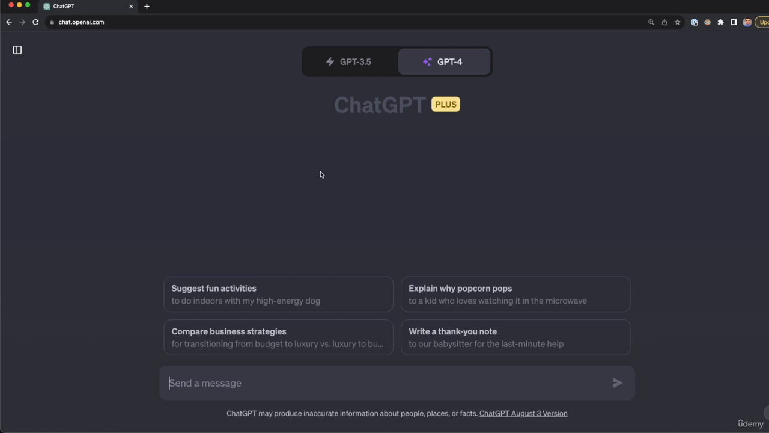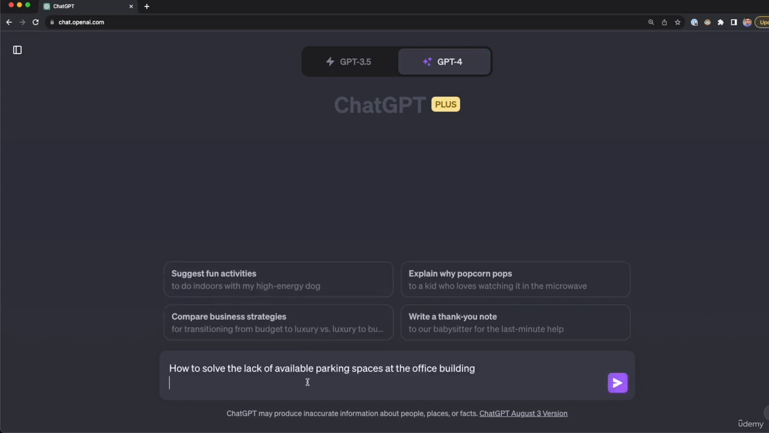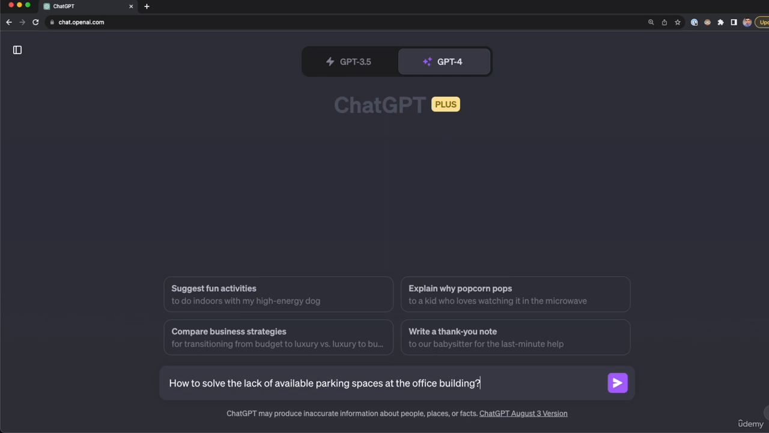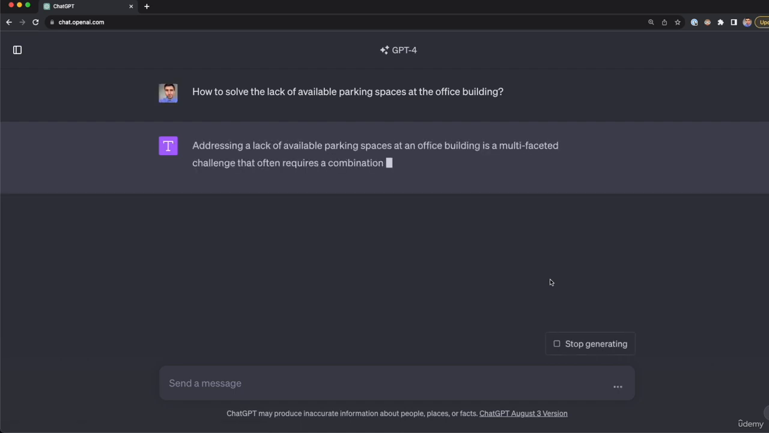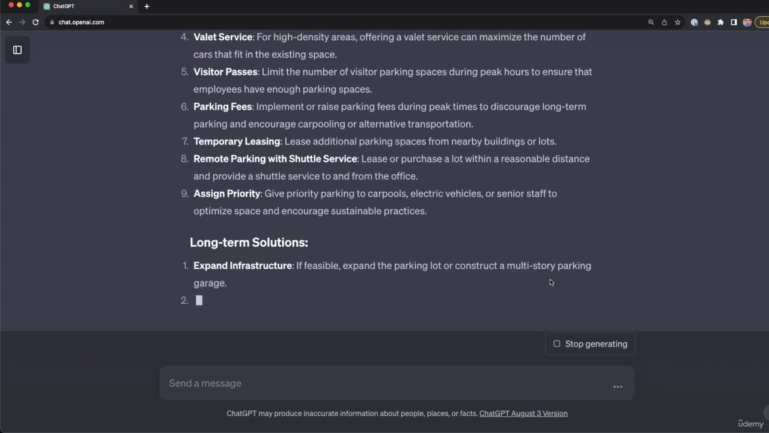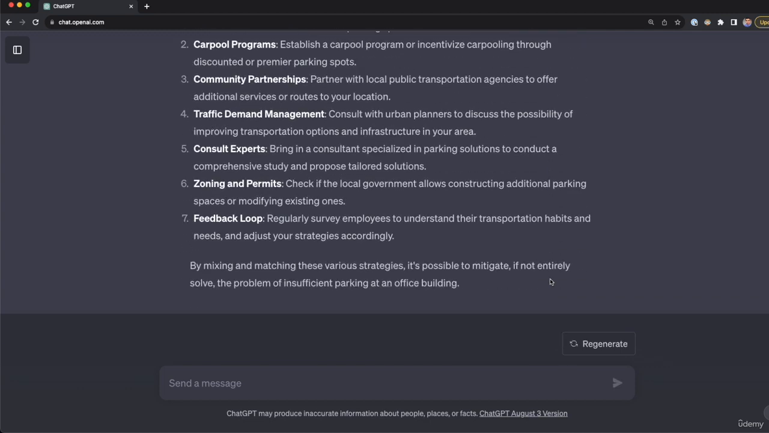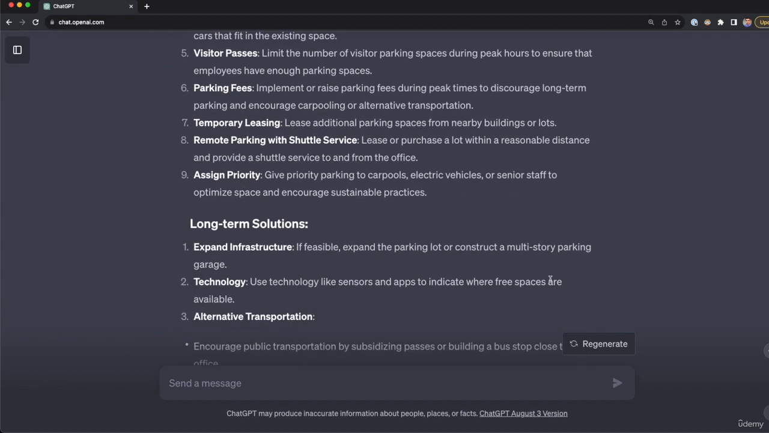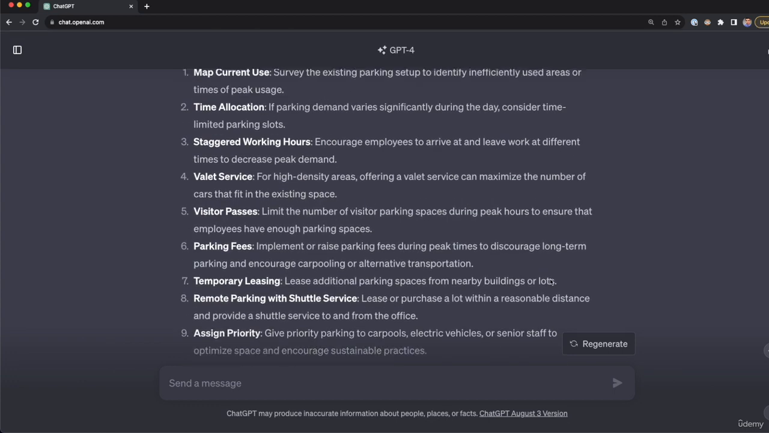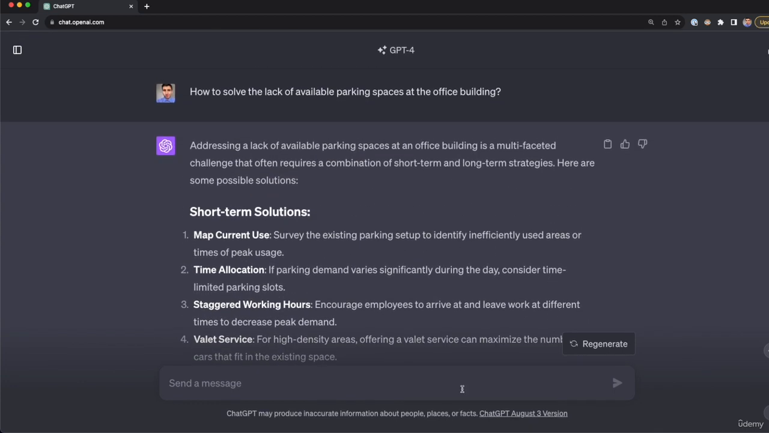Alright, let's imagine that we have an issue which is related to employees that are complaining about the lack of available parking spaces on the office building. So if we ask ChatGPT the following question, how to solve the lack of available parking spaces at the office building, ChatGPT is going to provide a generic answer. Alright, we got different suggestions to our problem, short-term solutions and long-term solutions, and they are not bad, but now we're going to customize this using the perspective prompting technique.